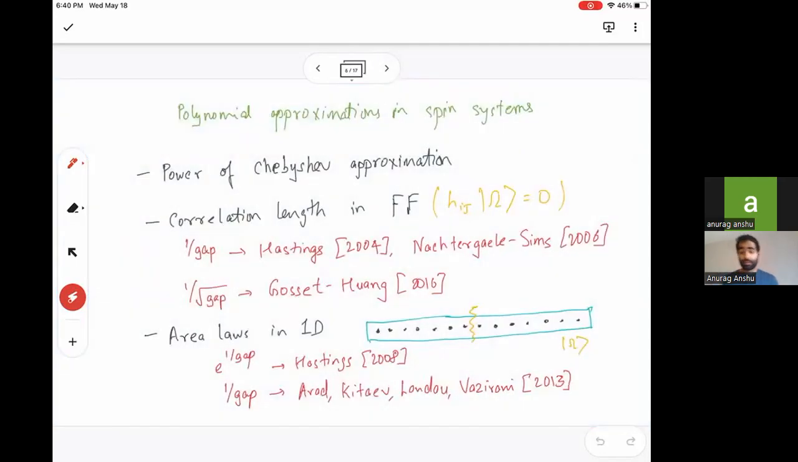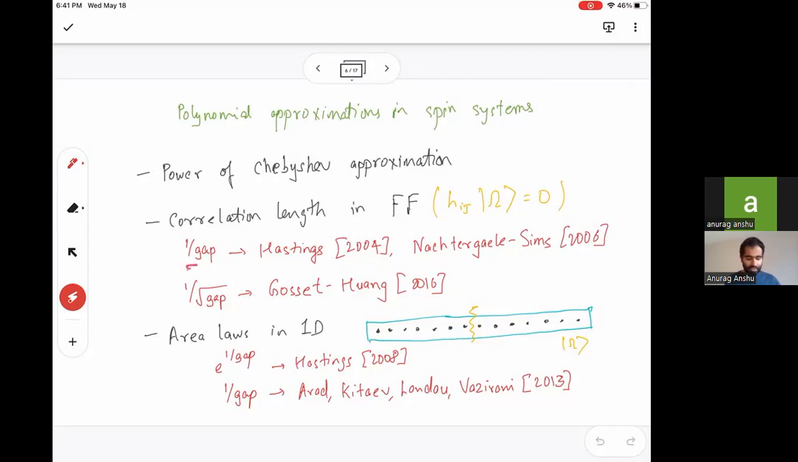Now, polynomial approximation has also been a pretty useful notion in spin systems. And here we really see the power of Chebyshev approximation. For example, the tool of Chebyshev approximation has been useful in pinning down the correlation length in frustration-free spin systems. And these systems are those which have the property that the ground state of the full Hamiltonian is the ground state of each local term. That is, the ground state satisfies all the local terms. So you could think of it as the quantum analog of satisfied CSPs. Frustrated systems are the quantum analogs of unsatisfied CSPs, where the ground state does not satisfy each local term.